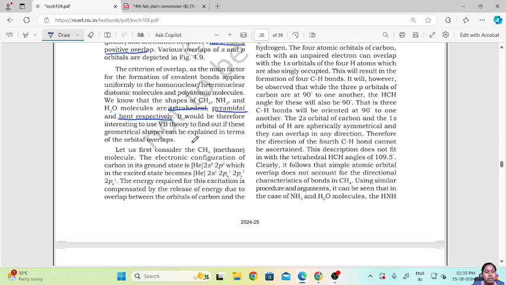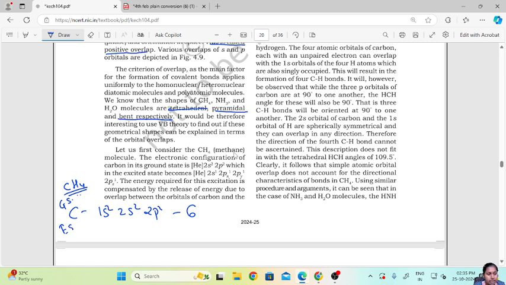So let us first consider the CH4, that is the methane molecule. Now, the electronic configuration of carbon in its ground state is 1s2, 2s2, 2p2, because its atomic number is 6. So here we will consider methane, CH4. Okay, this is the ground state electronic configuration.